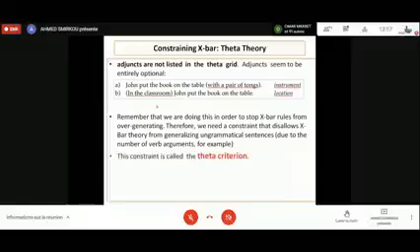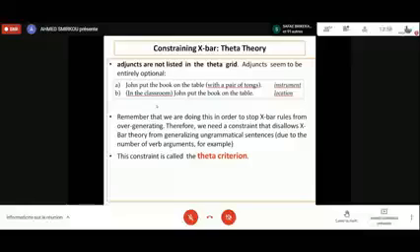Okay, so this constraint is called the Theta Criterion. So we have the Theta grid, which simply refers to that table, that diagram. This is called the Theta grid. And thematic relations refer to agent, goal, instrument, location, etc. These thematic relations are referred to as theta roles.